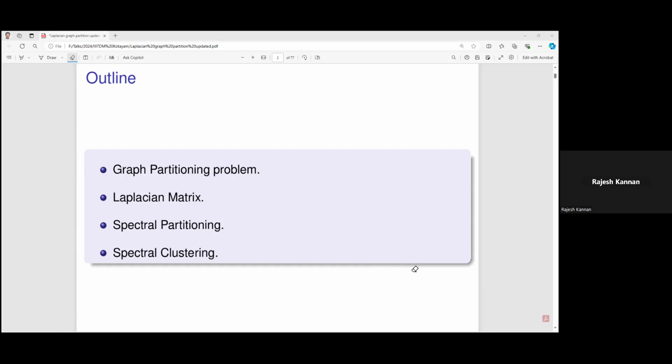And then we will introduce the notion of Laplacian matrices, and we'll try to solve this problem in a relaxed setup. That is the spectral partitioning. So it's a way of partitioning the graph, that is, the bisection of the graph.